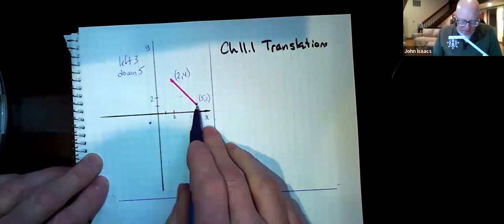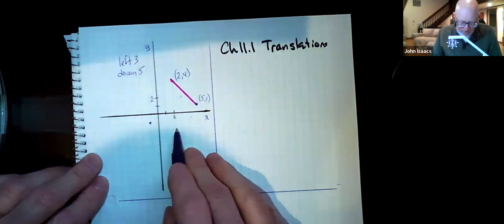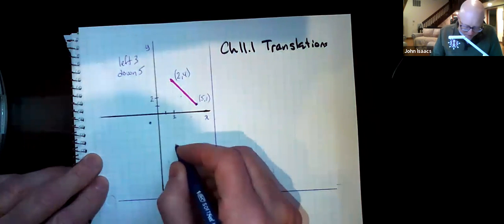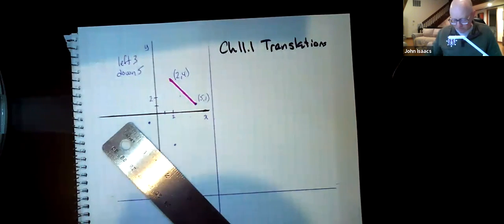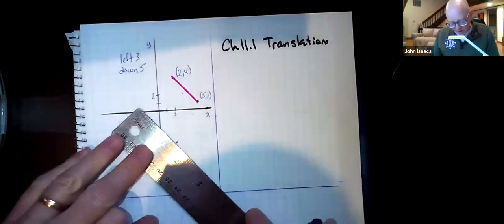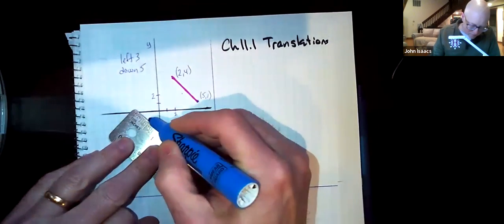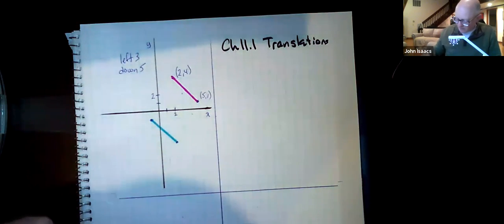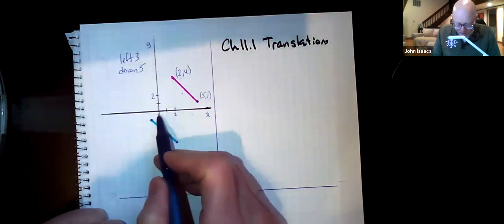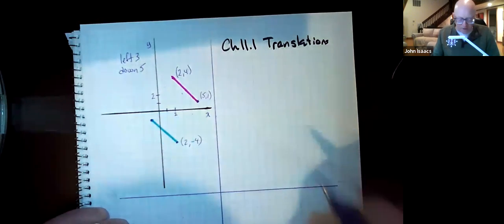And then we would take this point and we would go left 3 units. 1, 2, 3 and down 5. 1, 2, 3, 4, 5. Now, if I've done this properly, the line between these 2 points, notice I'm using a ruler to keep things neat, the line between these 2 points should be parallel. The line should be the same length. This point here becomes 2, the y is -4.